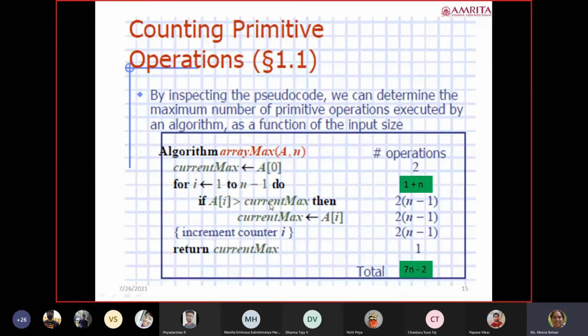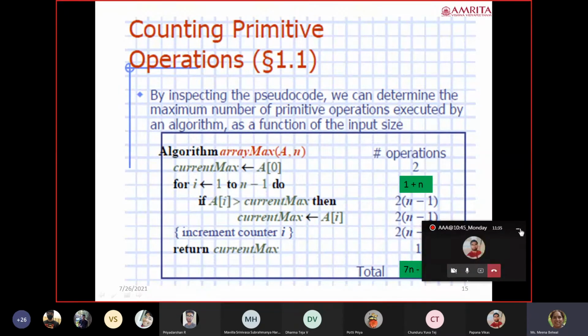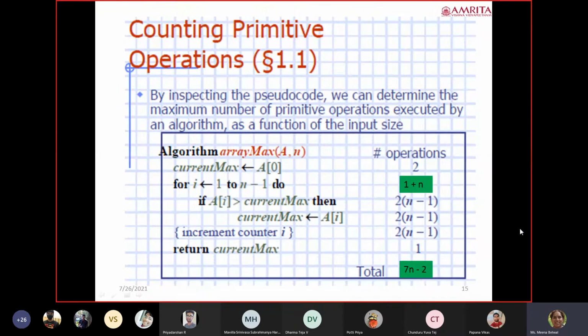Okay, so we were discussing all this. So we found out that there are 7n minus 2 operations. So what was the problem? The problem was that we wanted to find the maximum element in an array, and in the worst case scenario, we said that it is going to be a 7n minus 2 algorithm. This is the 7n minus 2 operation.